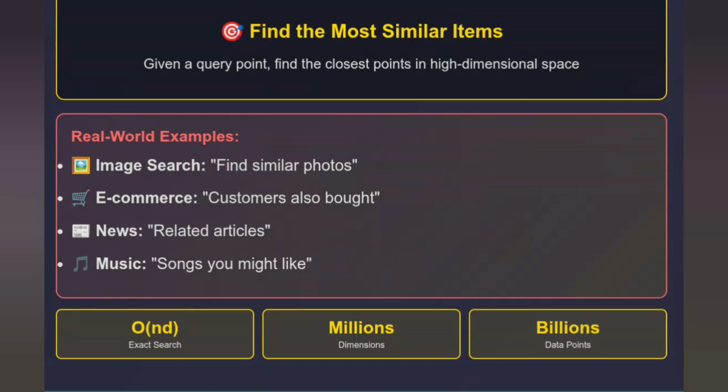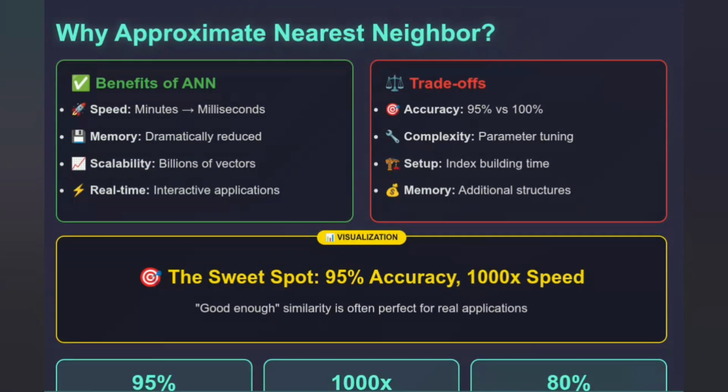For n points in d dimensions, exact nearest neighbor search takes O(nd) time. When n is in the millions and d is in the hundreds, that's just not feasible for real-time applications. This is where approximate nearest neighbor algorithms come to the rescue.